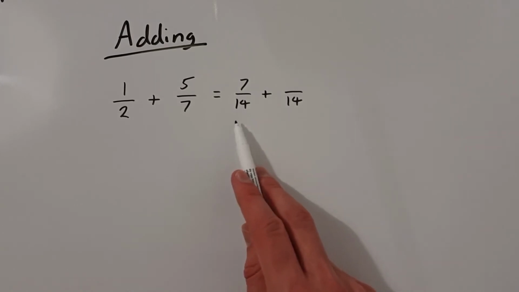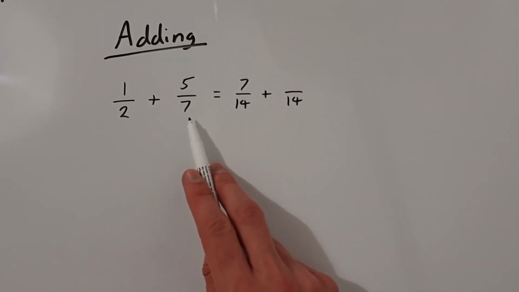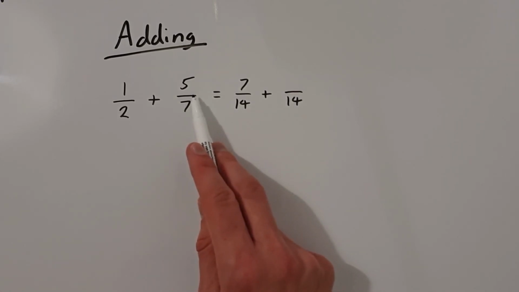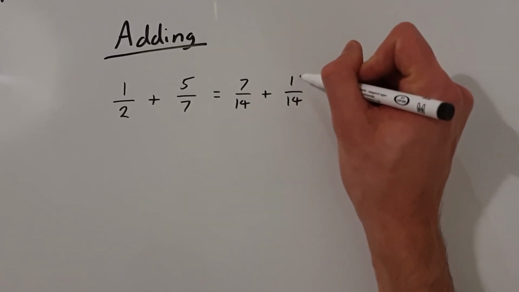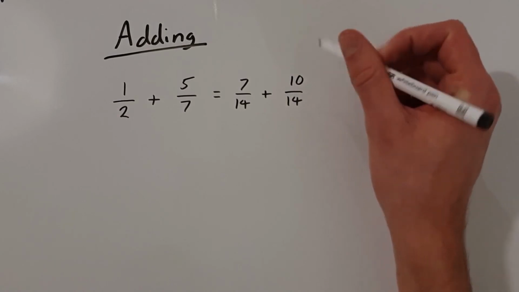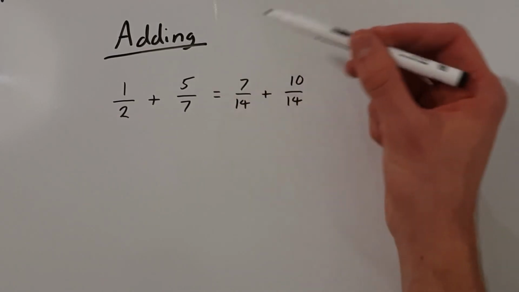Okay, so let's now do the same thing with our second fraction. So we have 5 over 7. So what number do we multiply 7 by to get 14? So we know we double it, so we times it by 2. So we must also times our numerator by 2 as well. So 5 times 2 is 10. And 10 over 14 is our new fraction here, which is equivalent to 5 over 7.